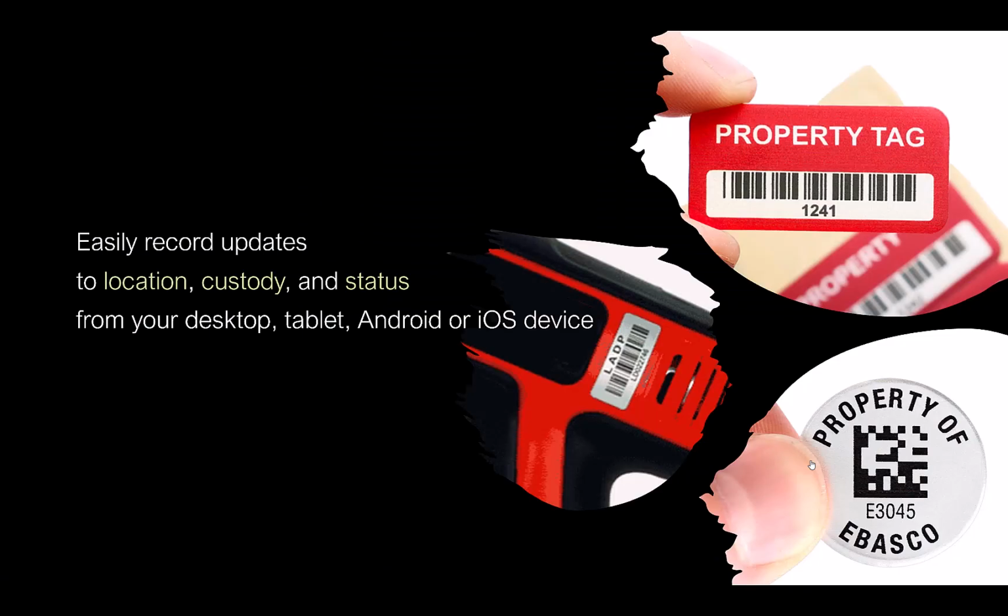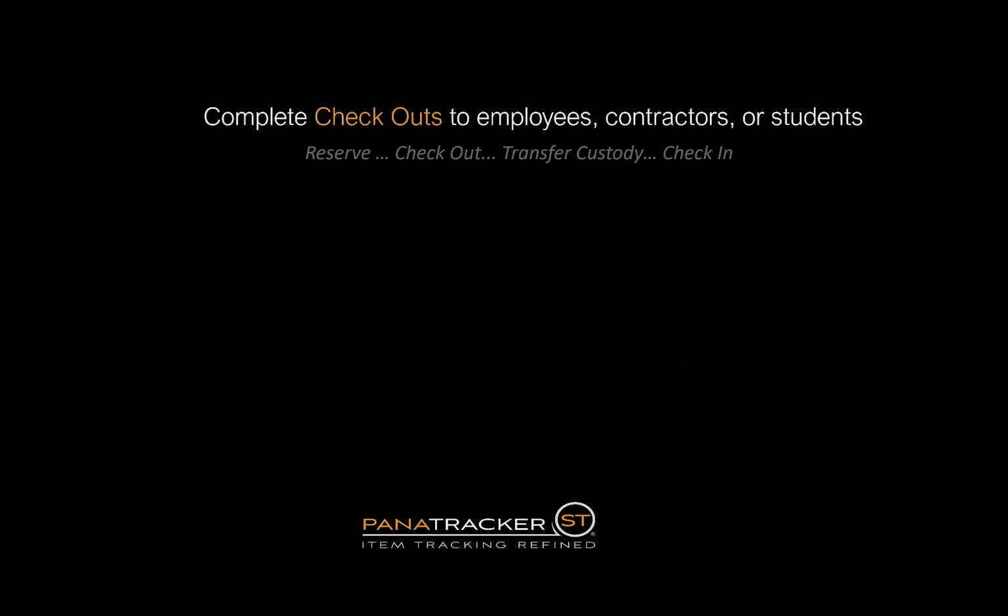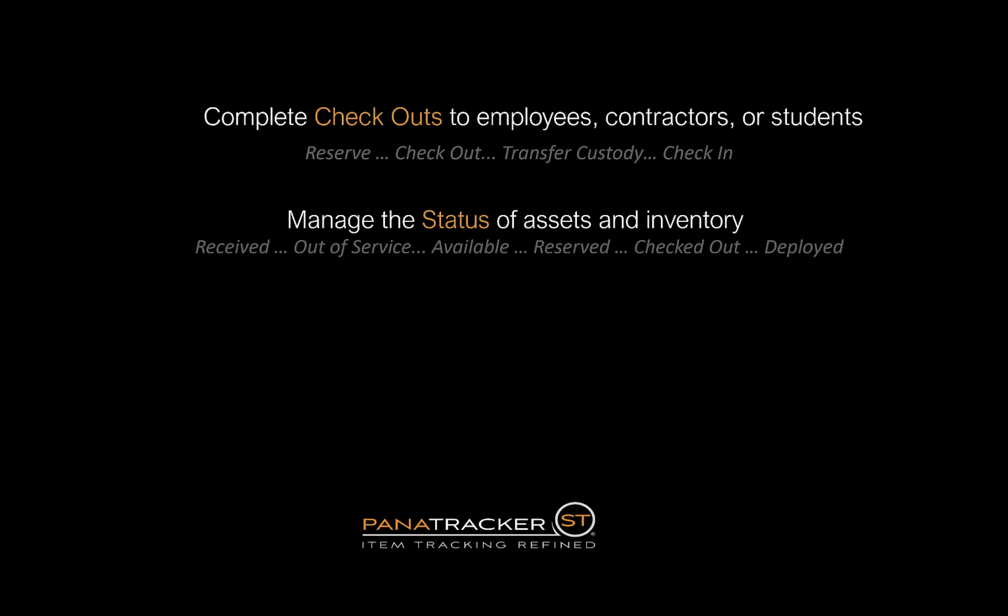With PanatrackerST, you can record changes and updates to your items, update location, custody, and status from the desktop, tablets, Android or iOS phone or devices. Complete checkout functions to employees, contractors, students, or even customers. Easily manage the status of your assets and inventory, and know what items are checked out, deployed, available, or out of service. Complete periodic validations based on location or custodian.